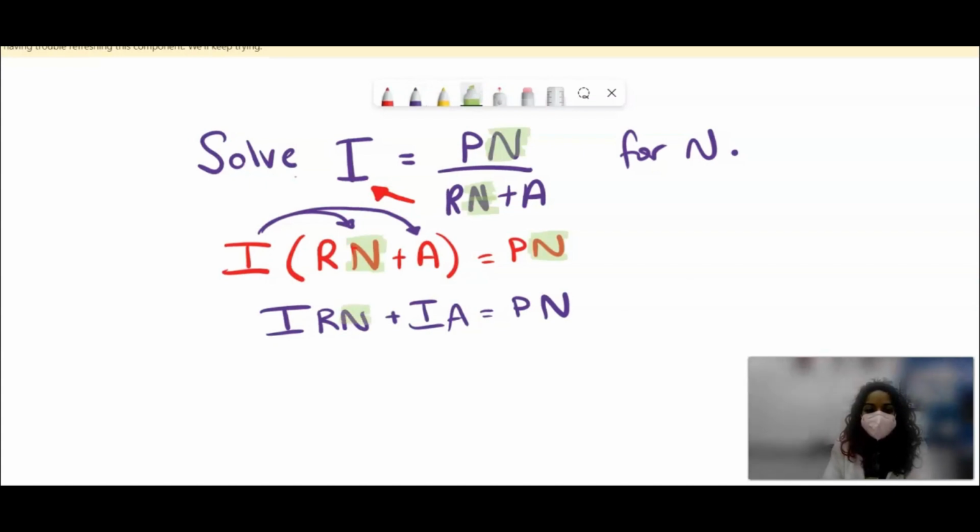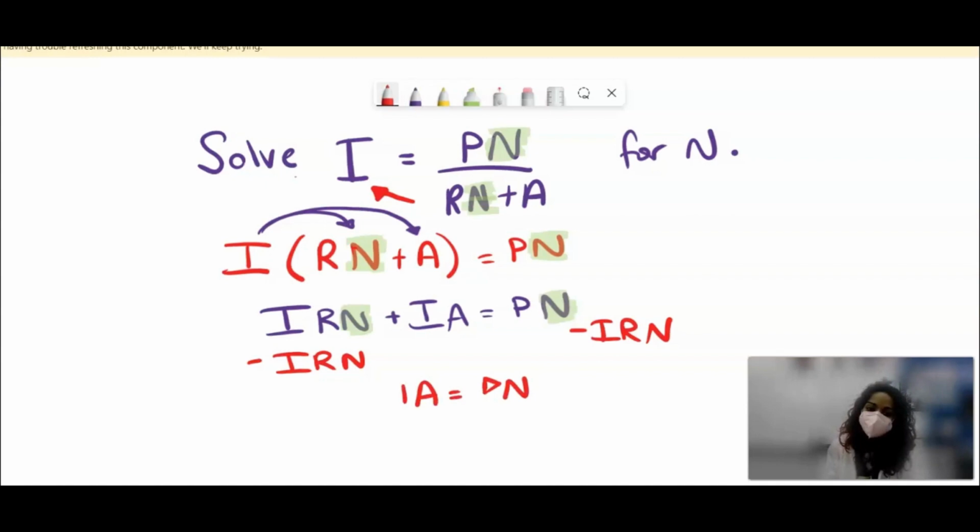Now, I still have n's on both sides. I want all my variables that I'm solving for on one side. Is that okay? So I'm going to move my IRn from my left side to my right side. Is that fair? Because I've already got one n on one side. I don't want to move three things around. How do I move this IRn? I'm going to subtract it. Minus IRn on both sides. So I get IA equals Pn minus IRn.